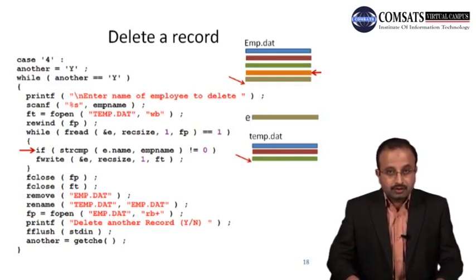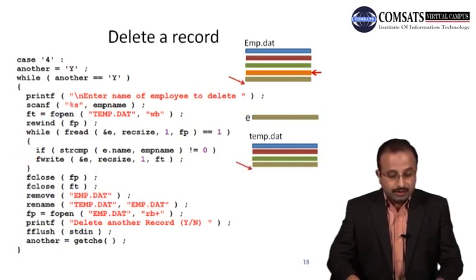String compare returns a non-zero value, and that non-zero value is not equal to 0, so the condition is true, so the fwrite condition will be executed, and the content of e will be written in temp.dat. Then ft will be incremented.